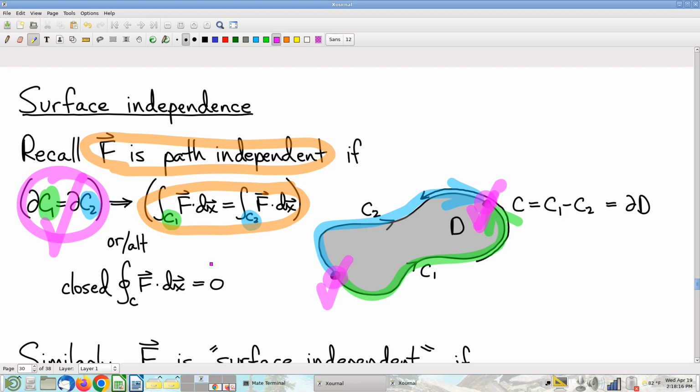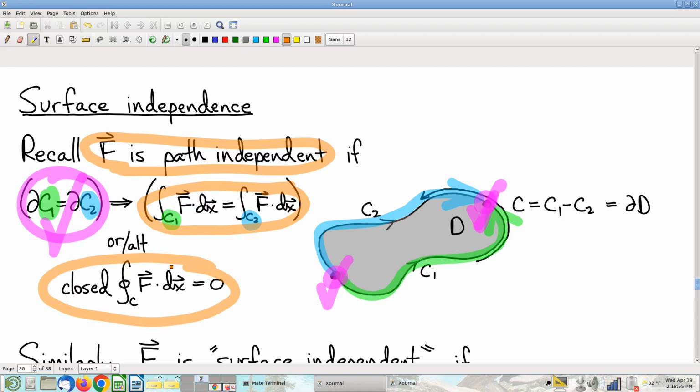Real quick reminder here. Color coding. Alternative phrasing of path independence is that all closed line integrals are 0. Another way to say that is that if you have two line integrals being equal, that means that their difference is 0, and their difference, of course, is the integral along the boundary of whatever region the two of them bound. Okay, so I hope all of this on path independence is familiar.